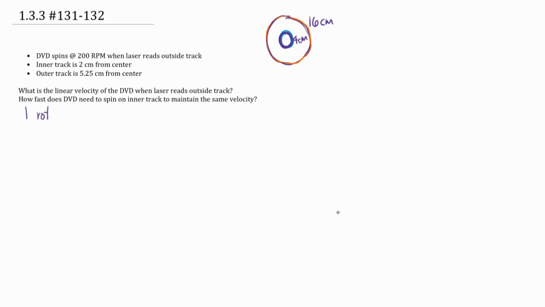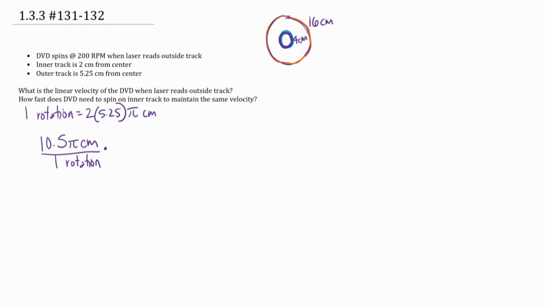That means one rotation is equal to 2 times 5.25 times pi, the circumference, right? One rotation is equal to the circumference. And we are rotating at 200 rotations per minute. So I have 10.5 pi centimeters is equal to one rotation. So I'm going to set this up as a ratio. 10.5 pi centimeters per rotation.